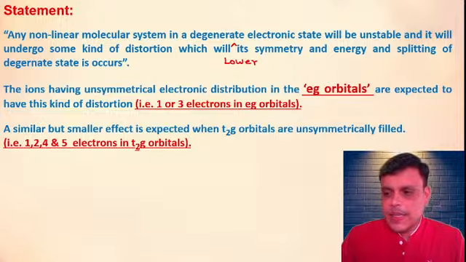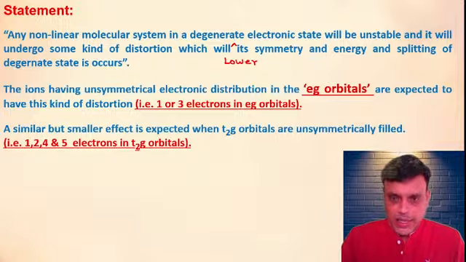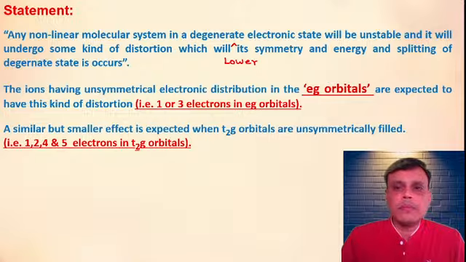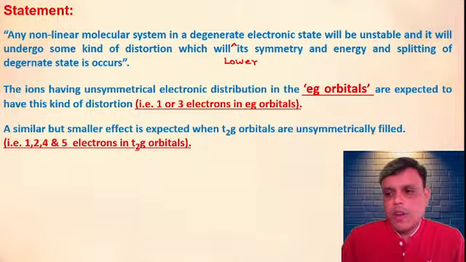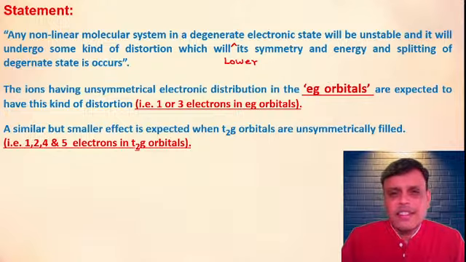Anybody knows the answer? Please tell me. Because the Eg orbital is higher in energy and more stabilization is required. Not exactly correct. Why is the magnitude of Jahn-Teller distortion in case of the Eg orbital more as compared to T2g? Eg is higher in energy. No. Why is it higher in energy? Tell me now. Why is the Eg orbital higher in energy?